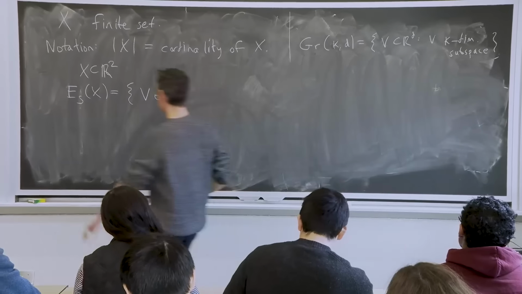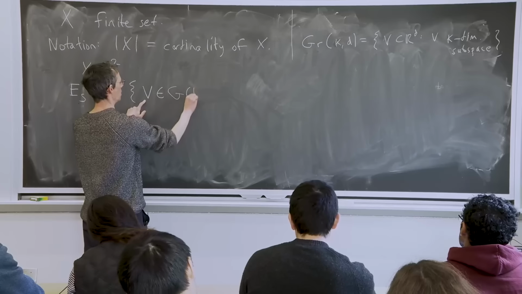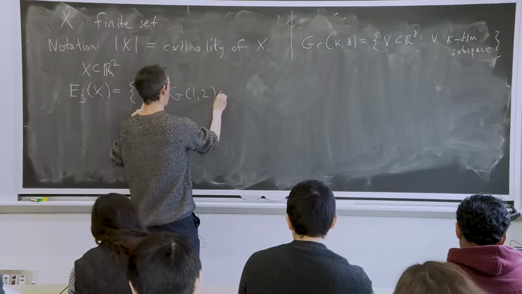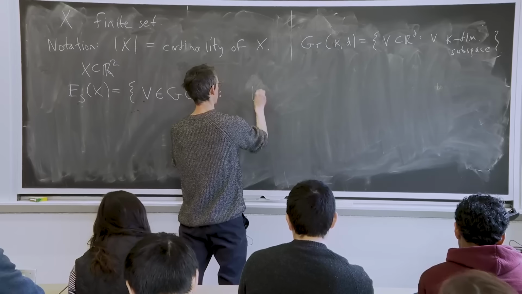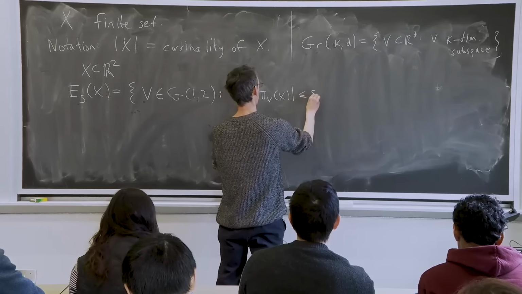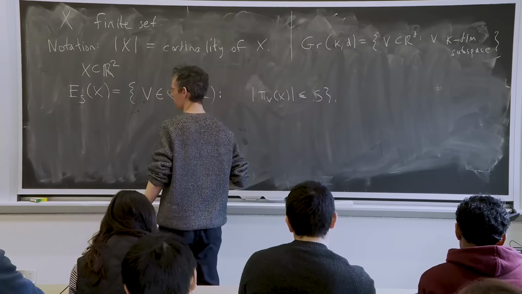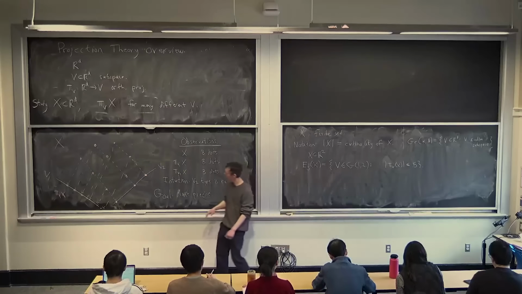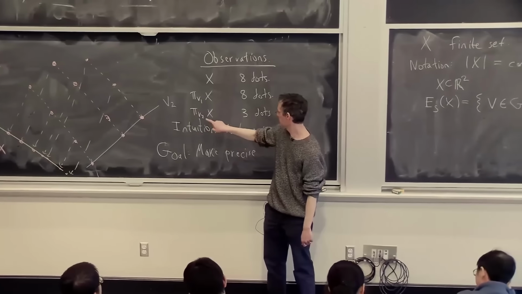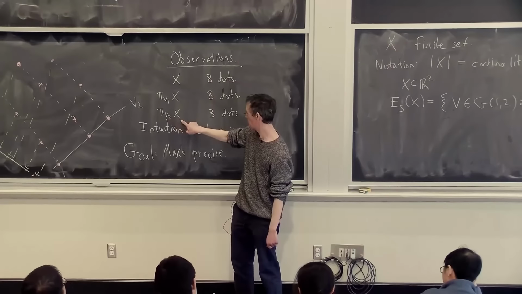So E sub S of X is the set of V. These are one-dimensional subspaces in R2 with the property that the cardinality of pi V of X is at most S. Going back to our basic picture, if these red dots were just points, then this v2 would be in E sub 3 of X, because pi v2 is only 3 points.